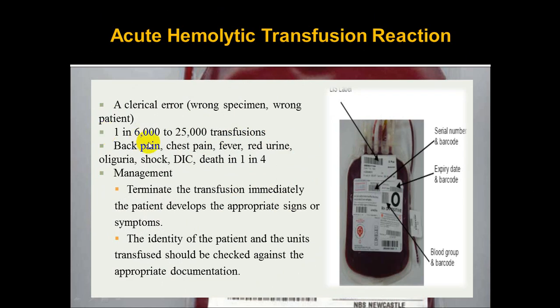This is why we talk about the importance of checking the number or serial number of the blood component with the paper asking for blood. It occurs in 1 in 6,000 to 25,000 transfusions. The patient develops back pain, fever, red urine, oliguria, shock, DIC, and death within 1 to 4 hours. This is why blood should be given in hospital. And the management: terminate transfusion, and the patient and the unit transfused should be checked against appropriate documentation.